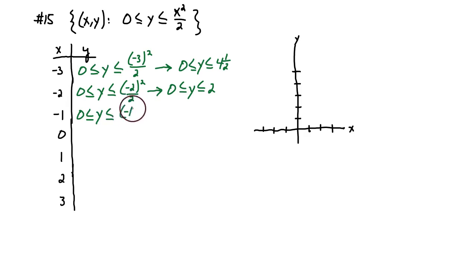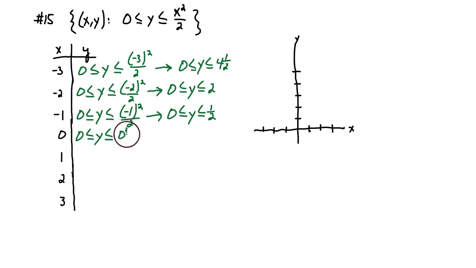Fill in a negative 1 where the x is. And now simplify. 0 is less than or equal to y, which is less than or equal to... Negative 1 squared makes 1, and 1 divided by 2 is a half. Next row.